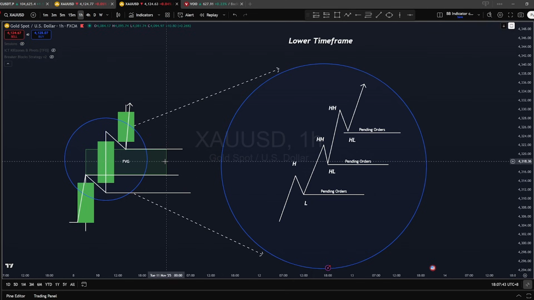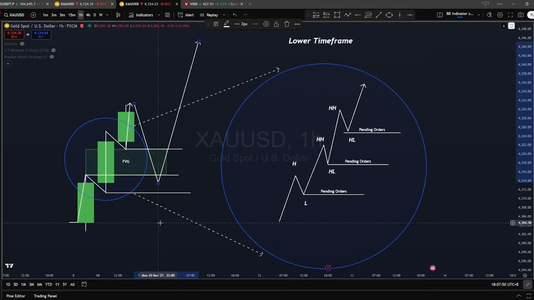So as long as price respects the fair value gap, price can collect all these orders here eventually to push price higher. Alright?